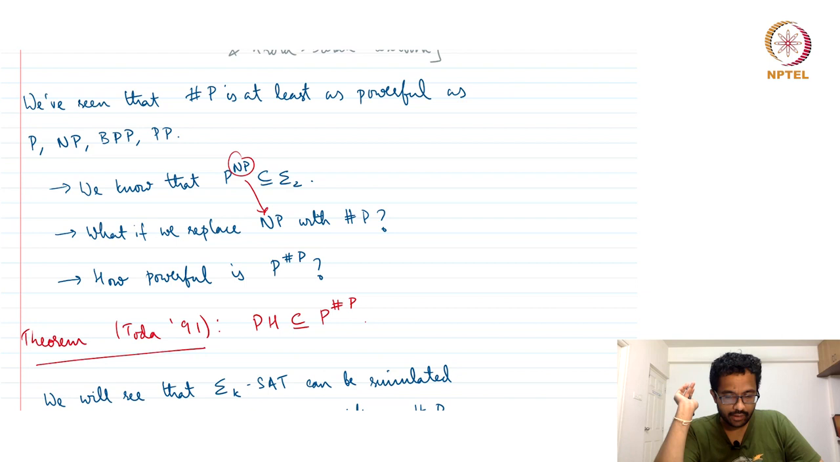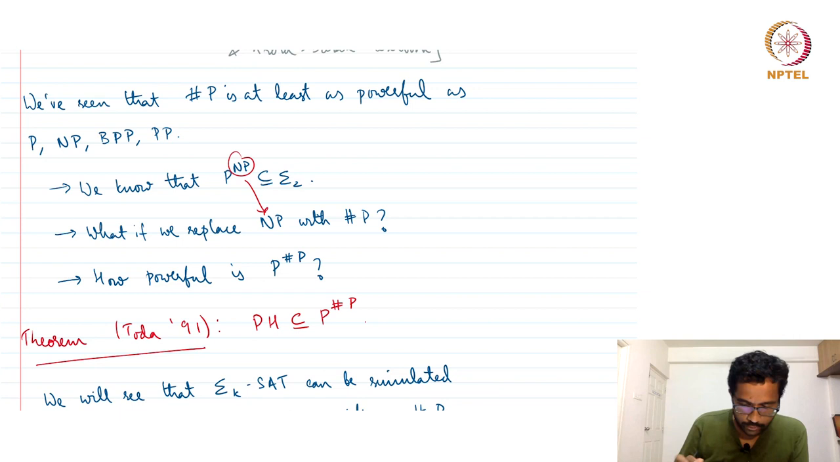Another thing that we know is that P with an NP oracle is contained in sigma 2, because P with an NP oracle can simulate both NP as well as co-NP. So it seems to be bigger than NP, but both NP and co-NP are contained in sigma 2. So P to the NP is contained in sigma 2. In fact, NP to the NP, we saw that it is equal to sigma 2.